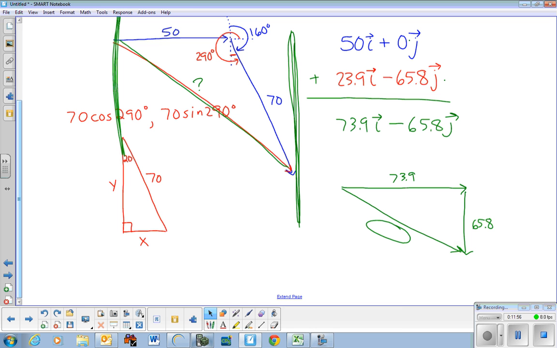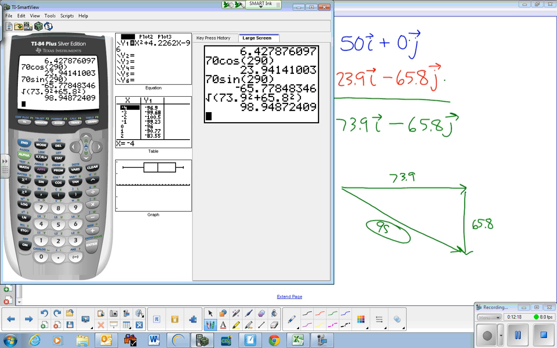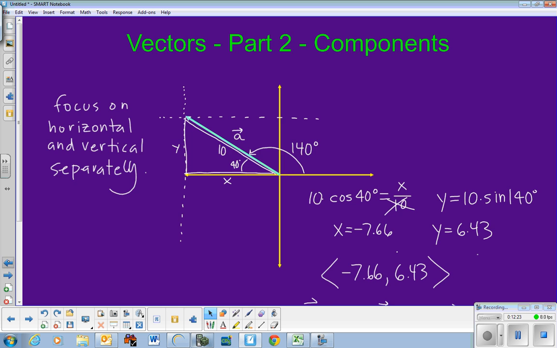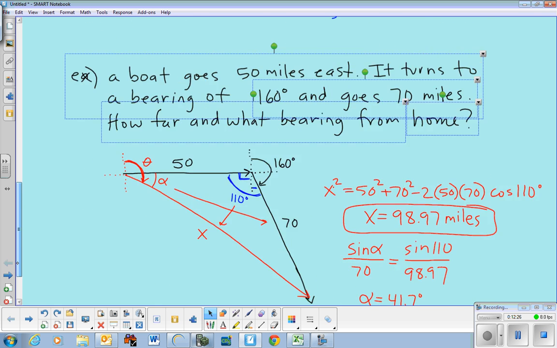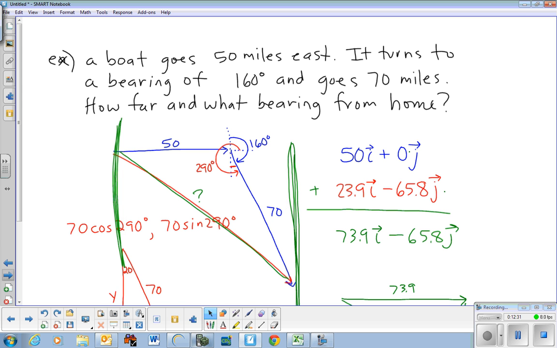So how do we find out this distance? Well, this is a right triangle, Pythagorean theorem. I want to take the square root of 73.9 squared plus 65.8 squared to get my hypotenuse, and it's 98.9. All right, so far so good, 98.9. Remember, last video, what was the distance? 98.9. So far so good. Totally different strategy, not making a big triangle, just busting it up into its x and its y parts.